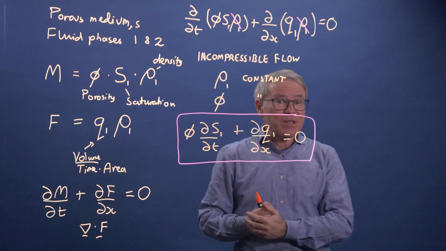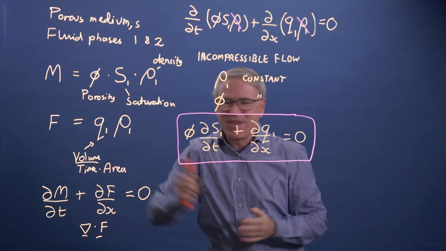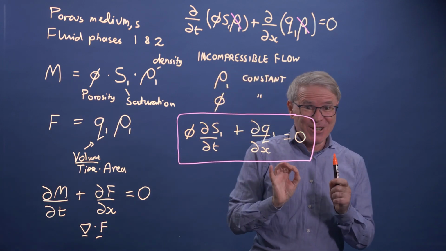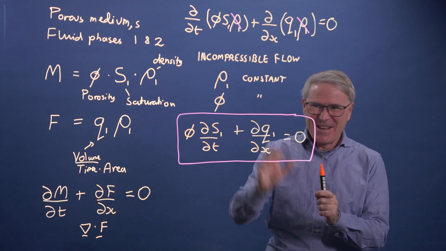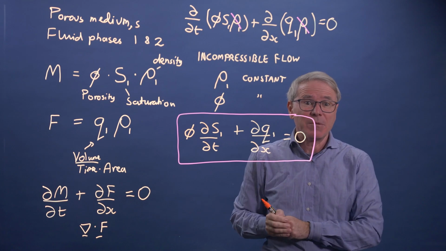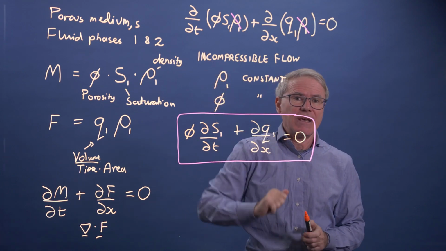Now, it looks very simple. We could almost have derived that from scratch without having to do the M and the F. Q is going to be given by Darcy's law, so remember that we have a little bit of a complexity here. We're going to have a gradient in pressure coming up. But I just want to mention the major approximation here.